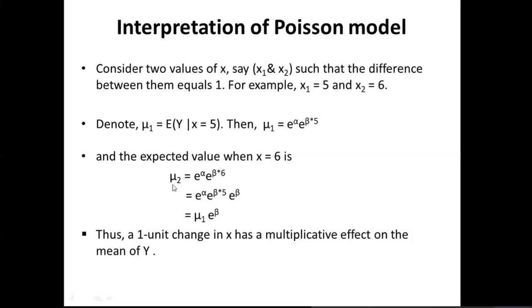So in terms of mu1, we wrote mu1 as e to the power of alpha plus beta times 5. We can substitute this with mu1, since it is the same. So mu2 becomes mu1 times e to the power of beta. So because x increased by one unit, from 5 to 6, mu2 increased by a factor of e to the power of beta. That is, mu2 is e to the power of beta times mu1. Thus, a unit change in x has a multiplicative effect on the mean of y. That is the situation.